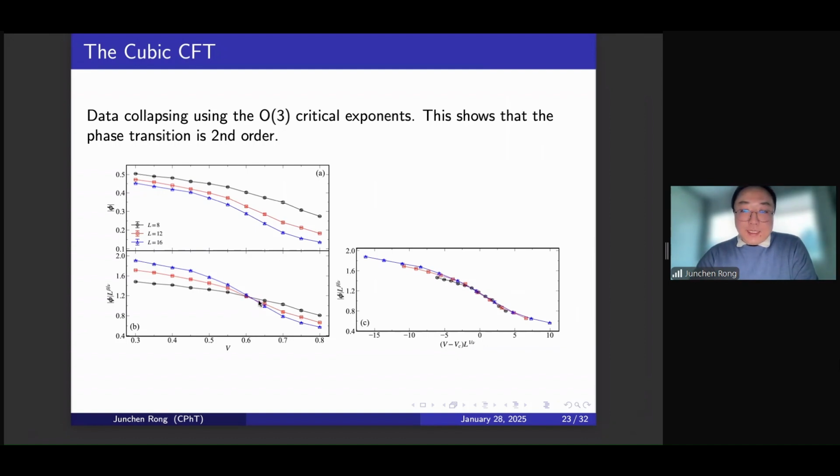And then after that, you can again rescale how far you are away from the critical point. Because we have power law, everything is power law, we can rescale how far you are away from the critical point by the size of the lattice. And then you can see that the data overlap. This is a sign of scaling symmetry. And when you try to do this rescaling, you need to use critical exponents. And again, we use the O3 critical exponents, and you can see the data already match quite nicely.